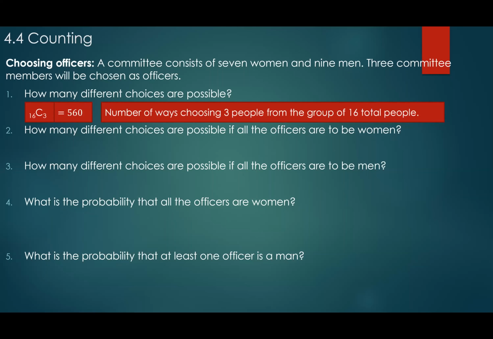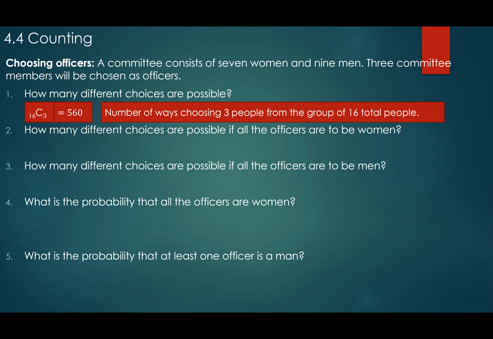Later on, as you can see in number 4, they ask you for probability. When they ask you for probability, you have to ask yourself: what is the total number of ways that we can choose something?